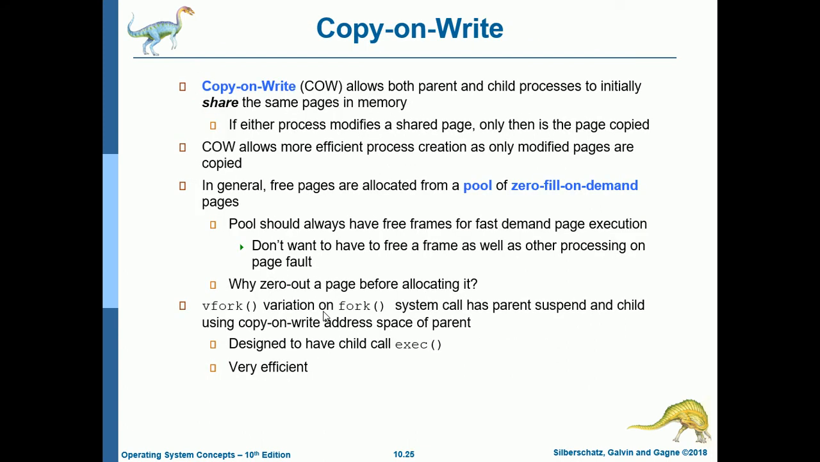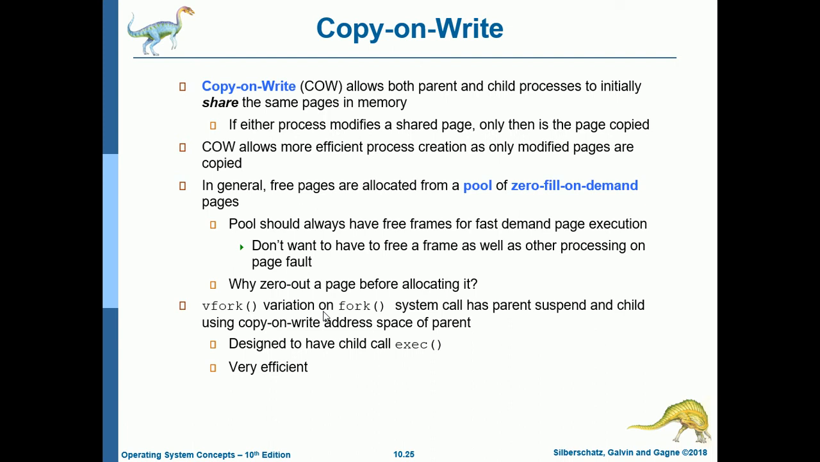Next, we have copy on write, or COW. It allows both parent and child processes to initially share the same pages in memory. If either process modifies a shared page, only then is the page copied. So COW allows more efficient process creation, as only modified pages are copied.